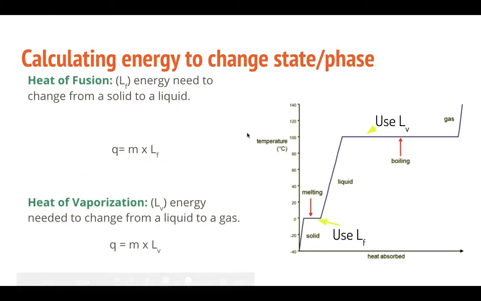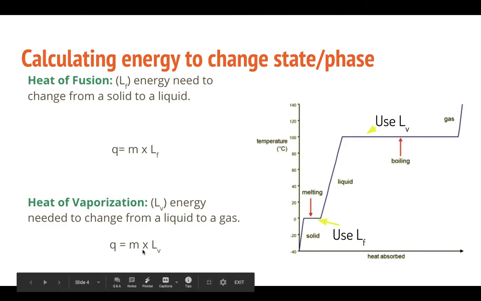Now, to calculate the energy to change a state or phase, we're going to use what's called the heat of fusion and the heat of vaporization. The heat of fusion is the energy needed to change from a solid to a liquid. So the heat needed, Q, is going to be equal to the mass times this heat of fusion constant. Same thing for heat of vaporization: you're going to use mass times this vaporization constant, which you will get.